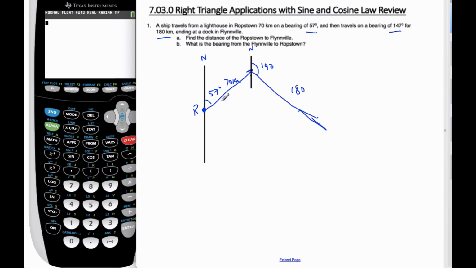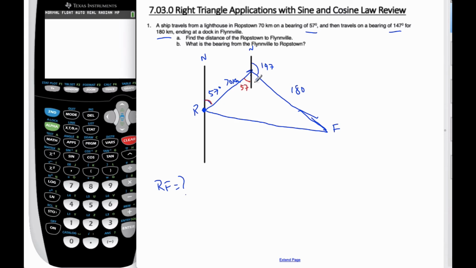Okay, so I need to see what I have here, and then I want to find the distance from Ropstown to, here's Flynnville. I want to find this distance here. Okay, I want to find what RF is. Well, let's work at these angles a little bit. If this is 57, well then this part here is also 57 because they are parallel lines, because they're both north.